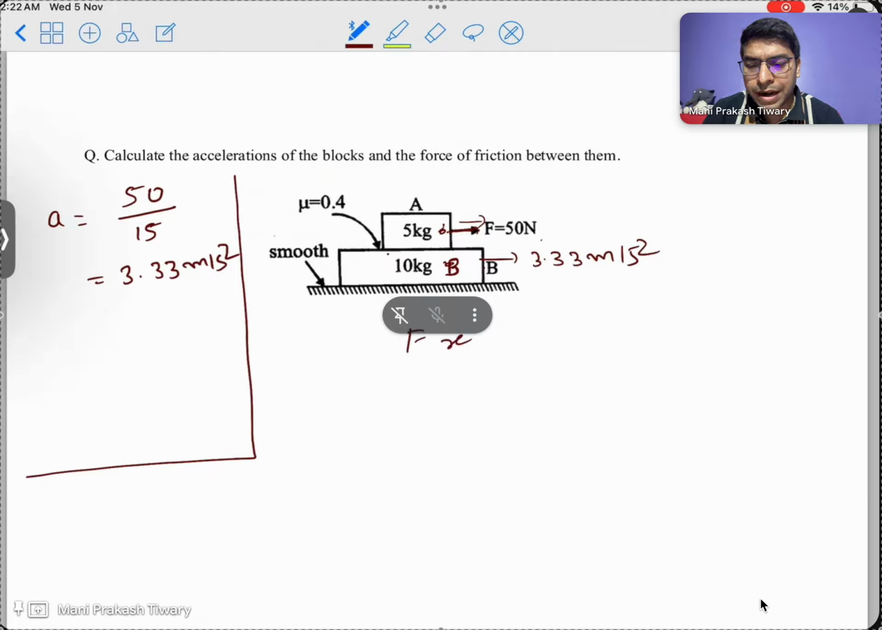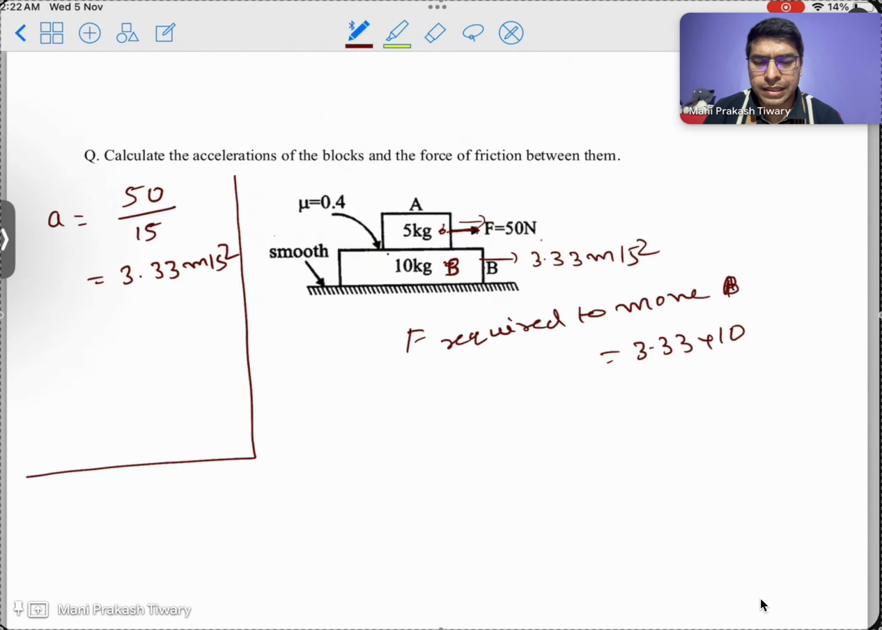Force required to move B will be how much? 3.33 into its mass, that is m into a, that is 33.3 Newton, right? Understood? So if both move together, the force required on B is 33.3 Newton. Can block A apply a force of 33.3 Newton?